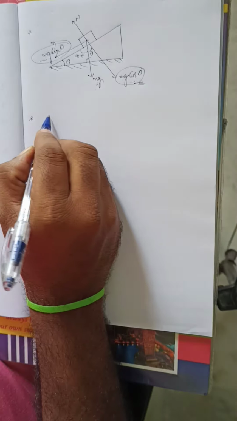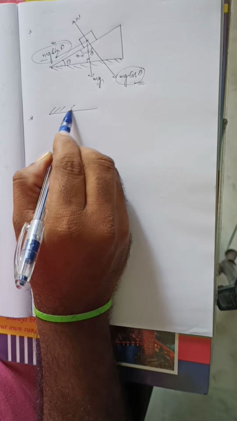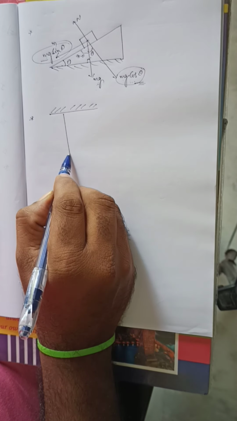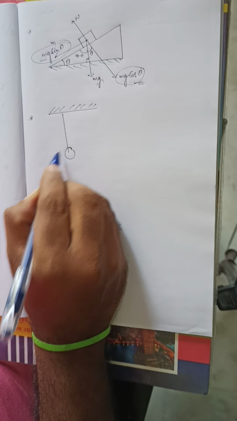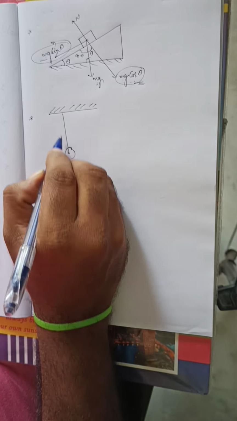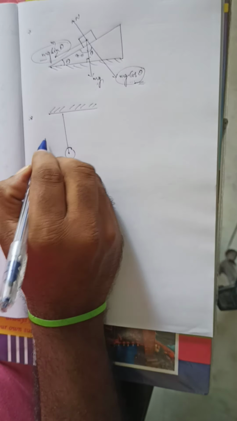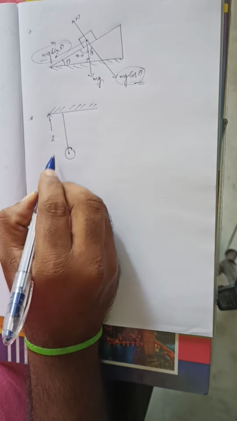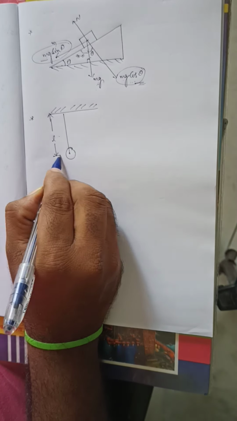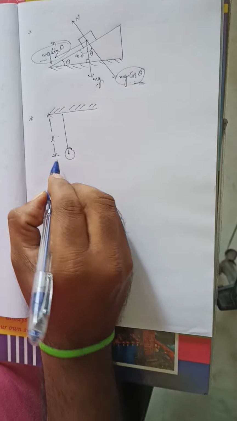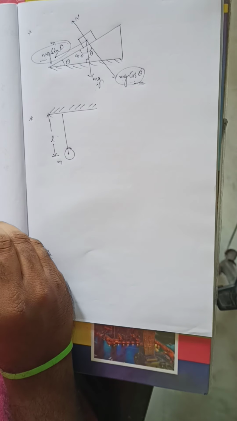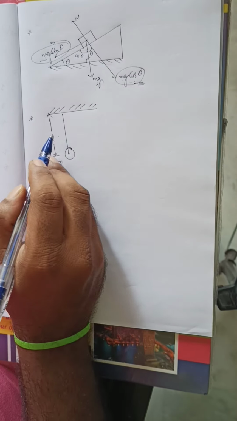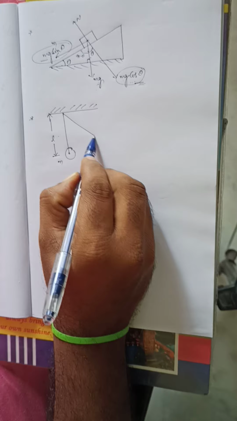Now come to the second application. For example, it will be taken as a fixed support. Now let us assume here a simple pendulum is freely suspended by using a massless rope, whose length will be taken as L. Length means the length between the point of suspension to the bob's center. Now the mass of the bob will be taken as M. Now this bob will be displaced from its mean position by applying a horizontal force.